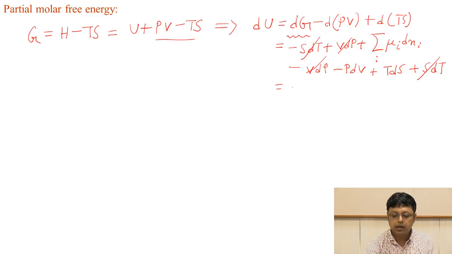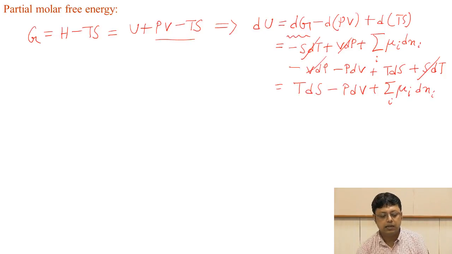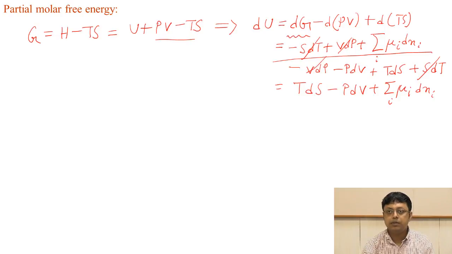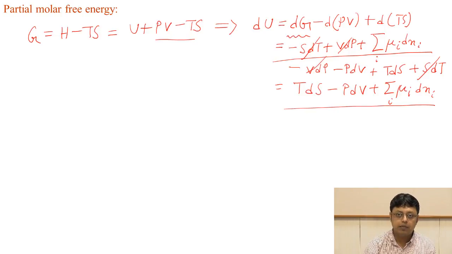So dU will be nothing but, the way we are writing it, TdS minus PdV plus, now we have a term which is mu i dn i. So you can see here that just like we wrote dG as minus SdT plus VdP plus the sum over mu i dn i, similarly the dU equation is also modified as TdS minus PdV plus the sum over mu i dn i.